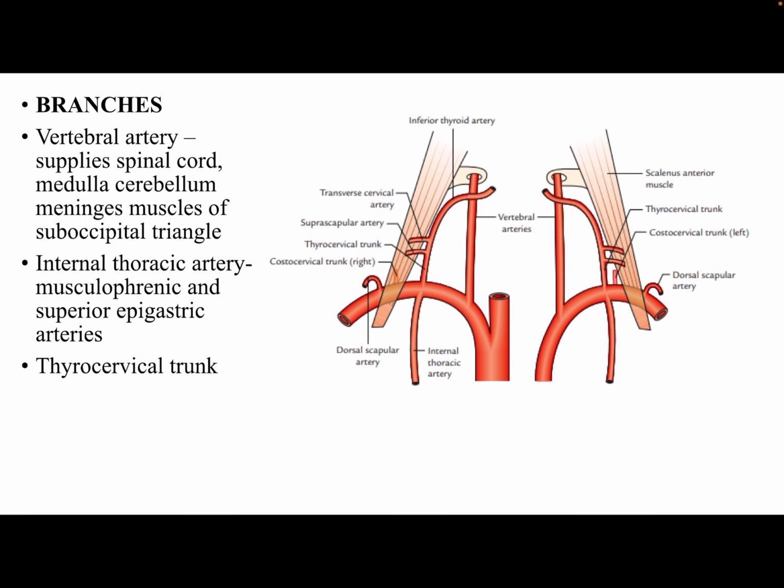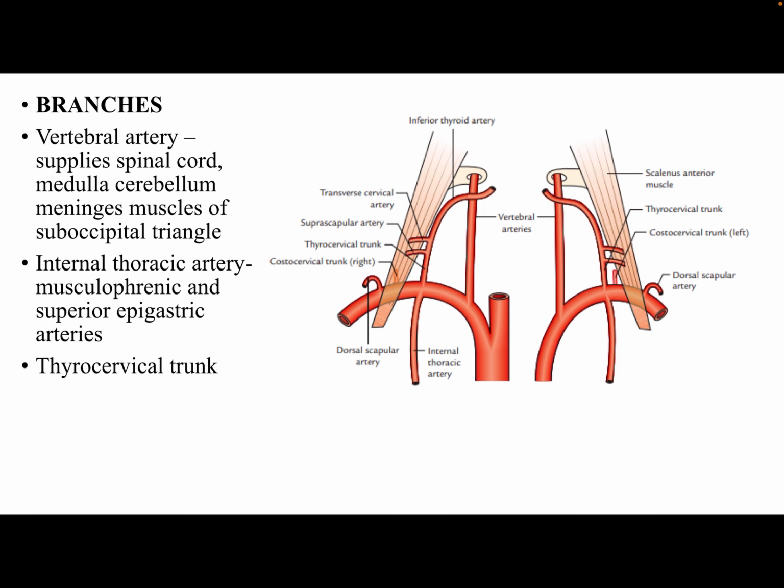The branches of costocervical trunk are the superior intercostal artery and deep cervical artery. There are no branches from the third part, but in a small percentage of the population, the dorsal scapular artery arises from the third part. The dorsal scapular artery replaces the deep branch of the transverse cervical artery.